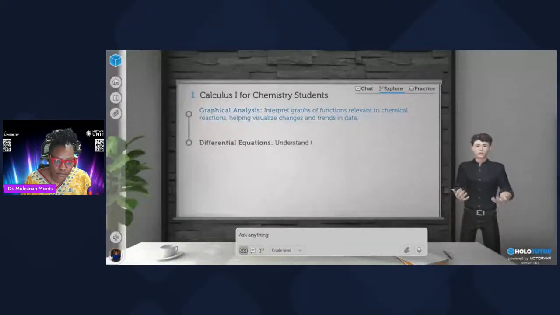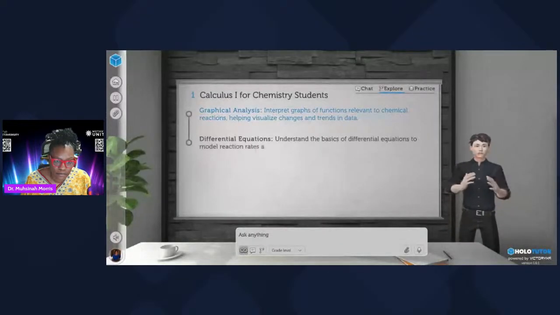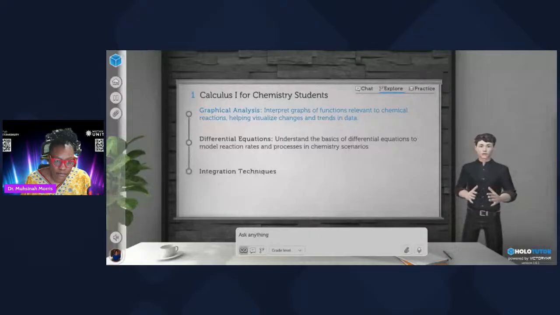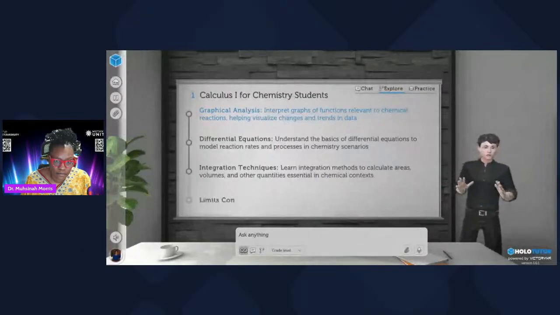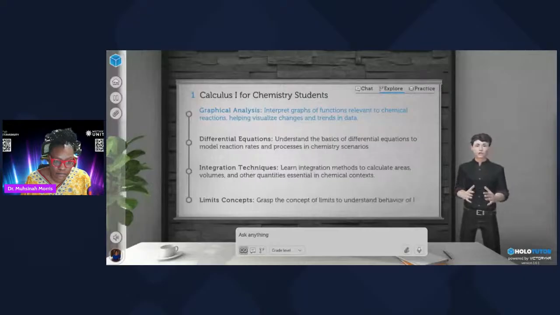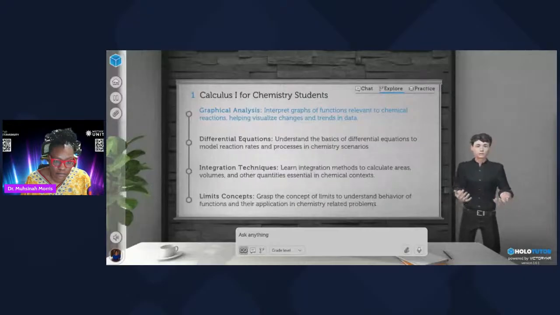When interpreting graphs of functions relevant to chemical reactions, focus on both axes. The x-axis typically represents time or concentration, while the y-axis shows reaction rate or product formation. Analyzing the slope reveals rate changes. Look for trends like linearity indicating constant rates or curves showing acceleration or deceleration, crucial for understanding reaction kinetics and mechanisms.